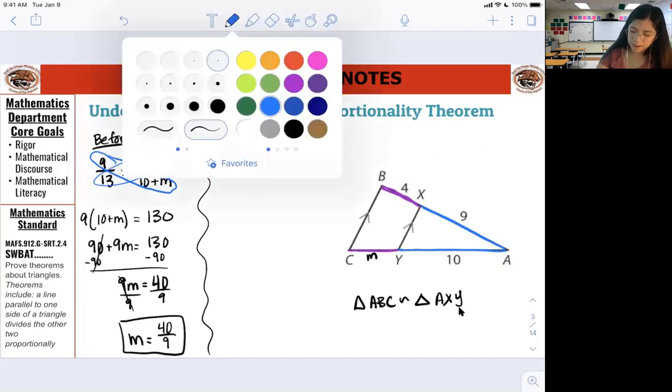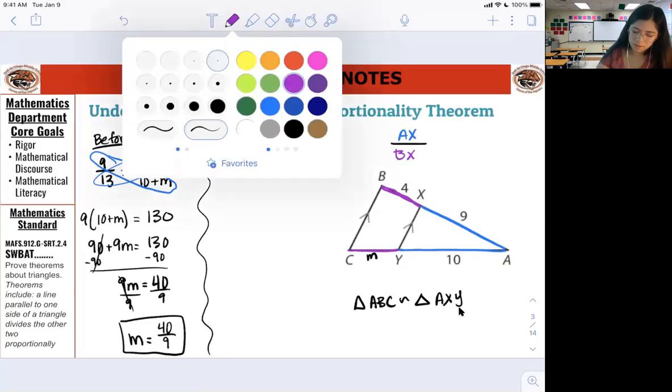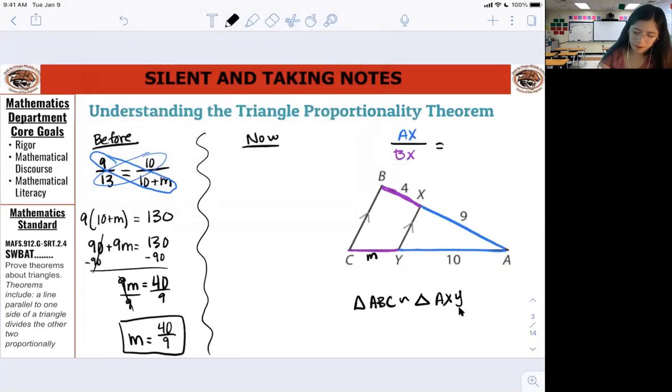So on one side, I have AX over BX. And on the other side, I have AY over CY. Okay. So instead of doing the small over the whole length, we're doing just one half of the segment over the other half of the segment on both sides.